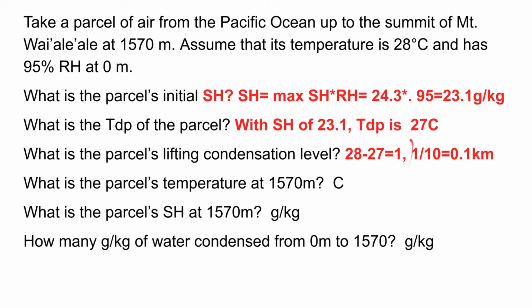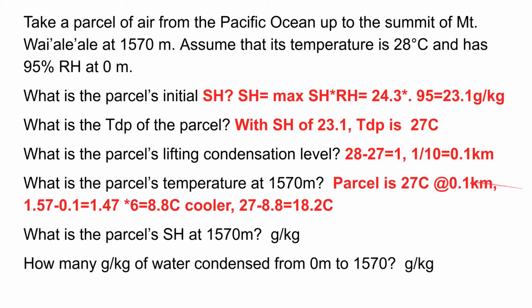So 28 degrees minus 27 degrees equals 1 degree of cooling. If you take the number of degrees that it has to cool and you divide that by 10, that'll give you the answer of how much it's going to have to rise before it cools to dew point temperature. In this case, it's 0.1 kilometers, 100 meters. Once the parcel rises just 100 meters, it's going to cool by a degree. It'll hit dew point temperature. We'll get condensation. And then we'll have to cool it at the moist rate because it's cooled to dew point. Condensation's happening, which releases heat.